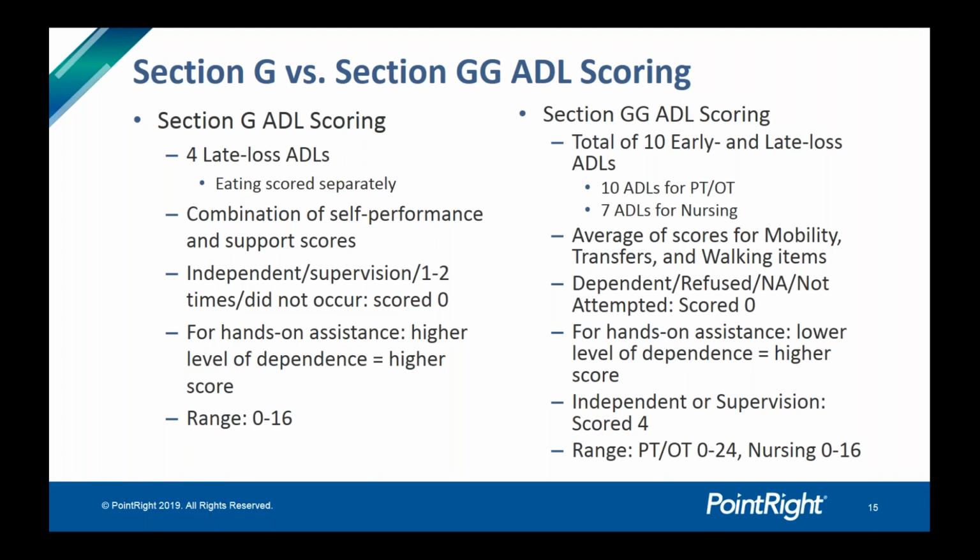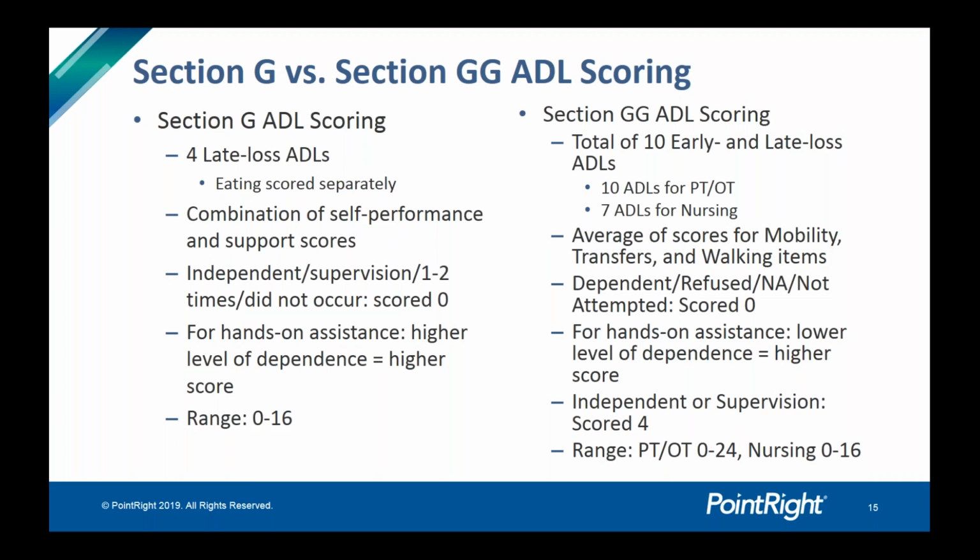Now, the flip side of that is Section GG. It's a combination of 10 ADLs, some early loss, some late loss. And I already showed you there are all 10 ADLs for PT and OT, 7 of them for nursing. Now, I pointed out those mobility, transfer, and walking items that are grouped together. Those scores are averaged to come up with the final score.